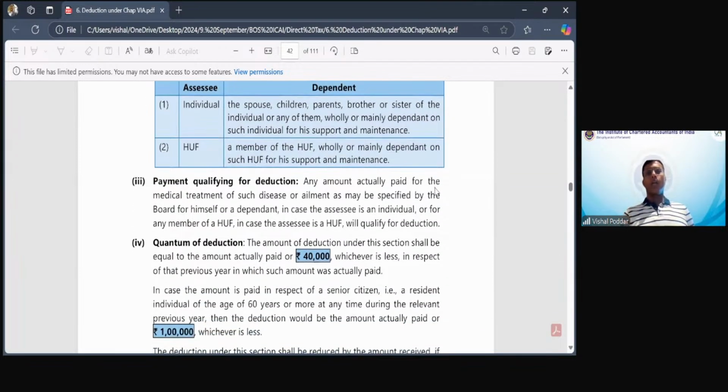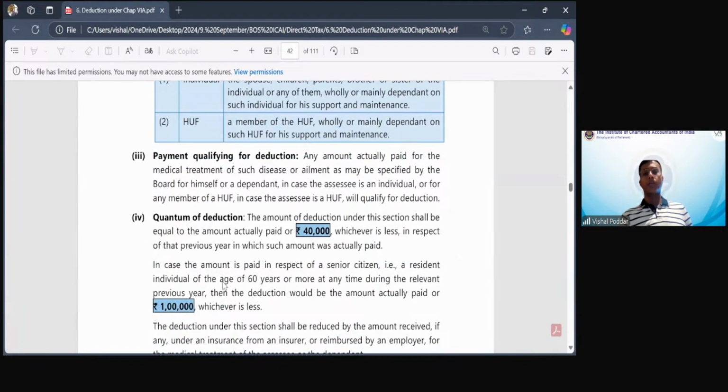Now here, again, you are given a limit. The limit is 40,000. And if the person for whom you are making this payment is a senior person, that is of the age of 60 or more, then the limit becomes 1 lakh. So there are two limits: 40,000 if the person for whom this expenditure is made is not senior, and if the person for whose treatment this expenditure is made is a senior person, the limit of this deduction is 1 lakh. Again, this is the limit. So whatever you have spent compared with the limit, whichever is lower is your deduction.